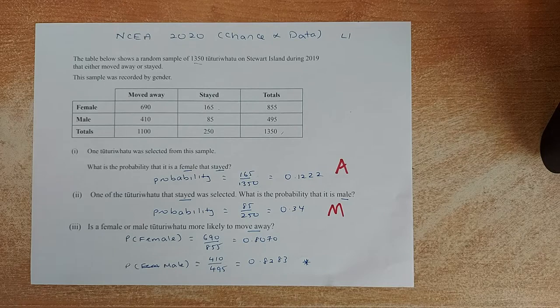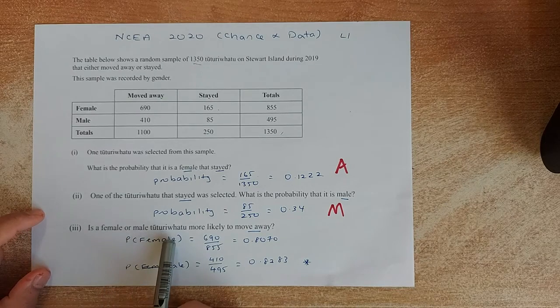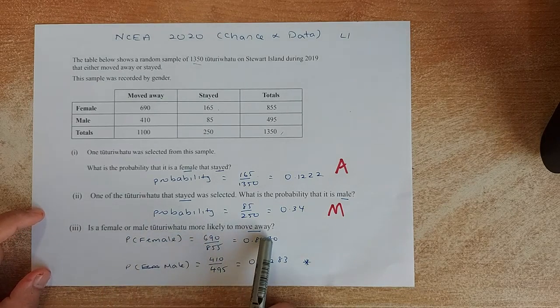And last but not least, the last question for NCEA Level 1 is: is it a male or female that is more likely to move away?